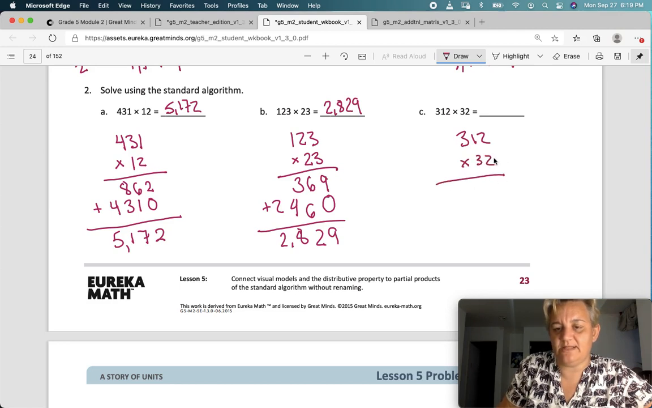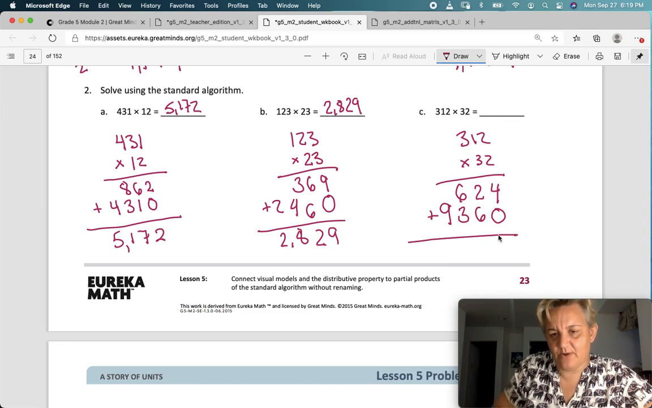Last one on this page, 312 times 32. Multiply the ones first. 2 times 2 is 4. 2 times 1 is 2. 2 times 3 is 6. Now the tens place. 3 times 2 is 6. 3 times 1 is 3. 3 times 3 is 9. Then add in a straight row 4, 8, 9, 9. Okay, 9,984.